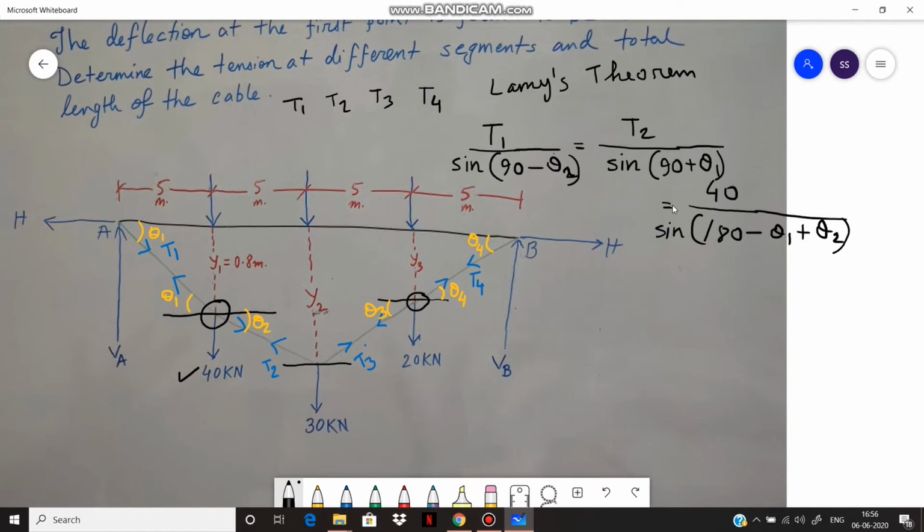So putting the values of theta 1 and theta 2 in this equation, we get T1 as 316.49 kilonewton and T2 equals to 312.679 kilonewton.